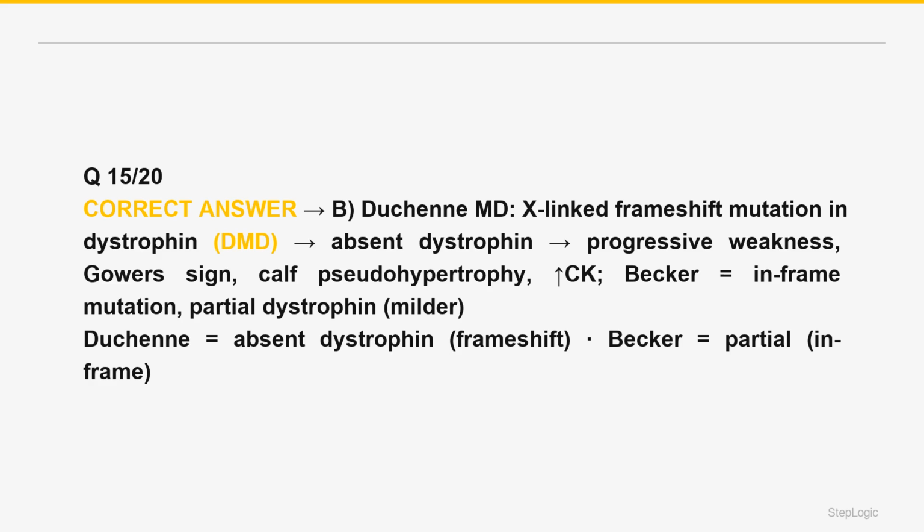The key contrast is Becker muscular dystrophy, a non-frameshift, in-frame mutation that yields partially functional, truncated dystrophin, so it is milder with later onset. The absent dystrophin, frameshift, X-linked dystrophy with Gower sign is Duchenne.